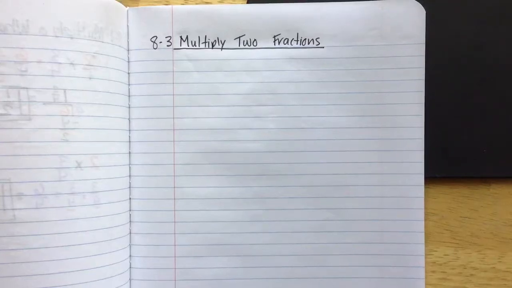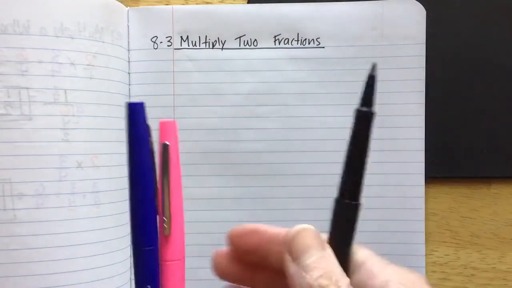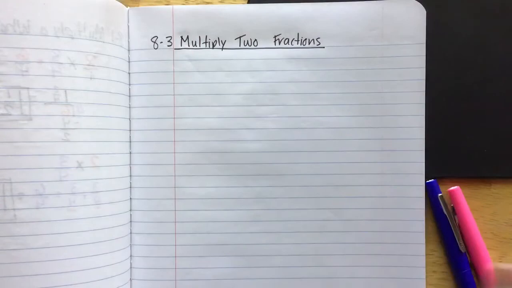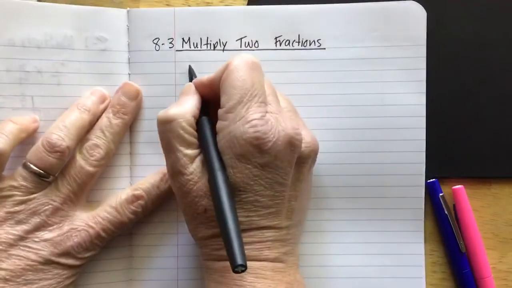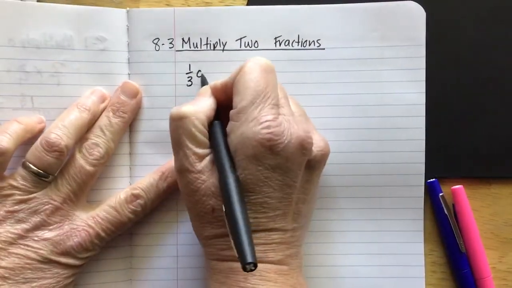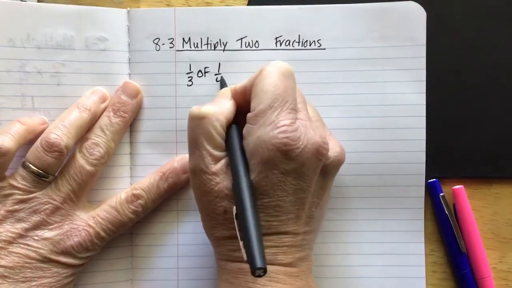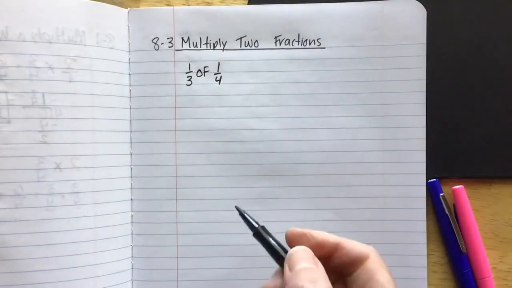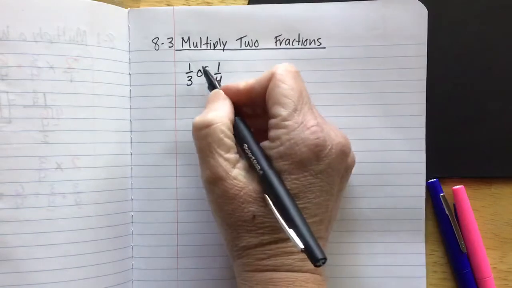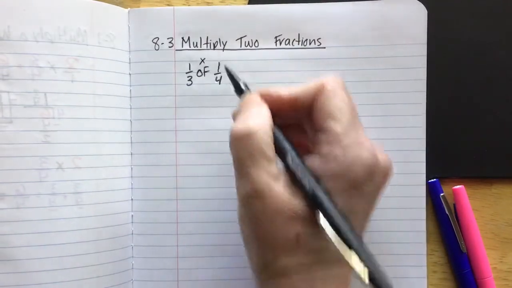Today we're going to learn how to multiply two fractions and use an area model. So I have three colors and we're going to start with the fractions 1/3 of 1/4. So in math language you have to remember that the "of" always means multiply.